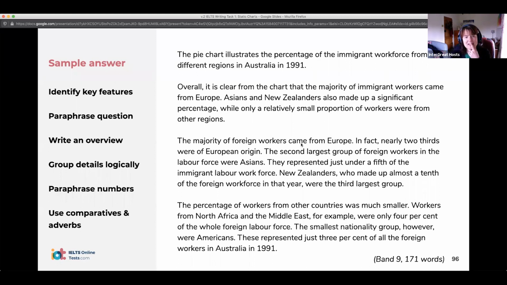Esther is saying, you're writing the academic IELTS test, is it the same? This task that we're looking at now, Esther, is for the academic module. The general training module has a different task one, okay?